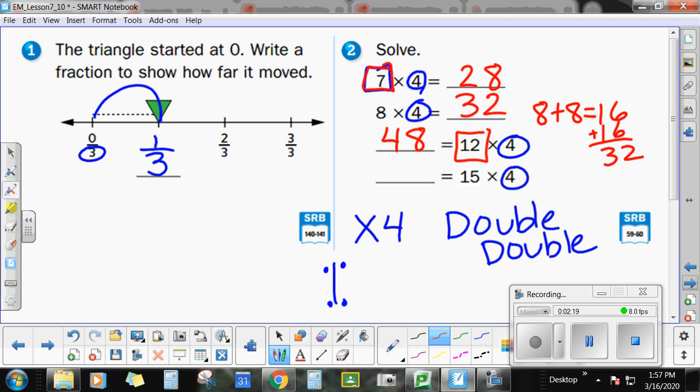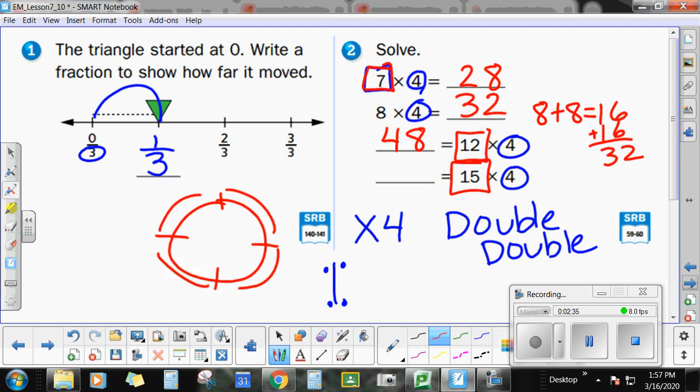And then this 15 times 4, guys, doesn't 15 make you think of the clock? When we have our clock, remember we used to do exercises in class where we would move 15 minutes. So 15, 15, 15, and 15. What is 4 times 15 on a clock? That would equal our 60 minutes, right? So 15 times 4 is 60.